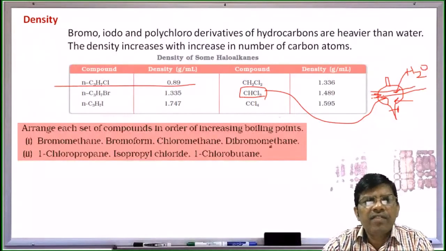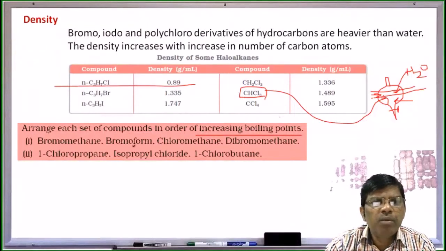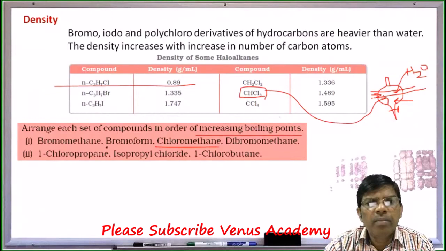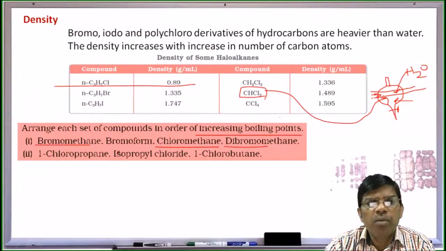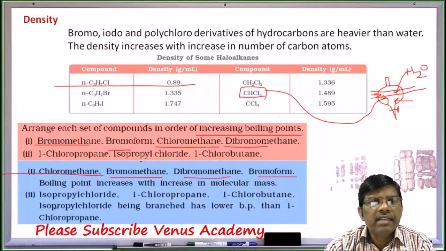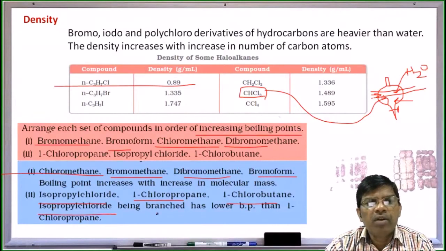So arrange each set of compounds in order of increasing boiling points. Just now what I said: bromoethane, bromoform, chloromethane, dibromomethane. So chloromethane will have the lowest boiling point, followed by bromomethane, then dibromomethane, and bromoform is nothing but tribromo. So chloromethane lowest boiling point, followed by bromomethane, dibromomethane, and bromoform. Yes. So similarly, isopropyl chloride, 1-chloropropane, 1-chlorobutane, like that. So isopropyl chloride, as branching lowers the boiling point, then 1-chloropropane.